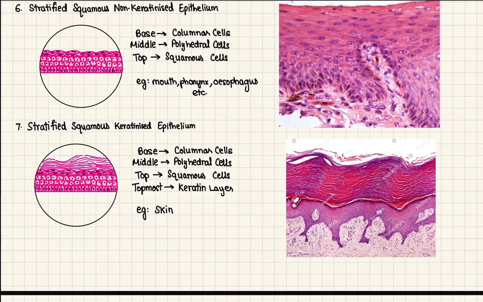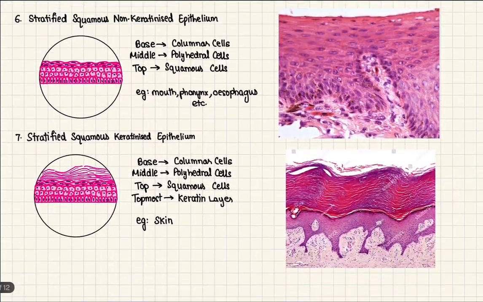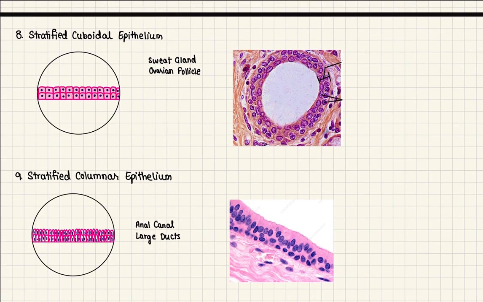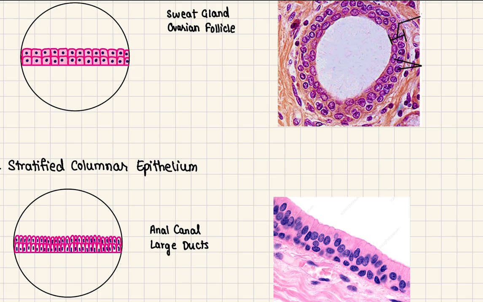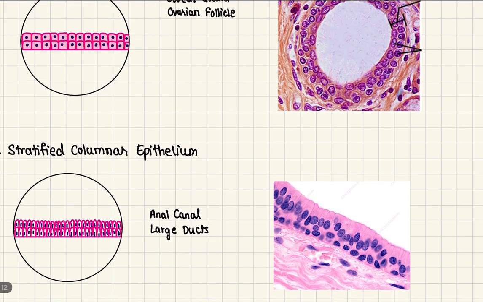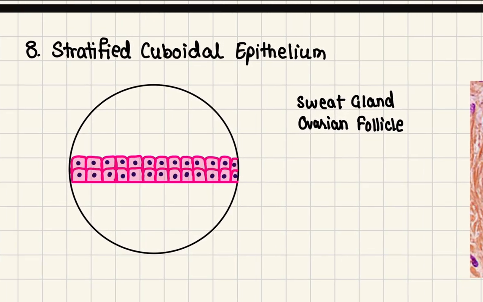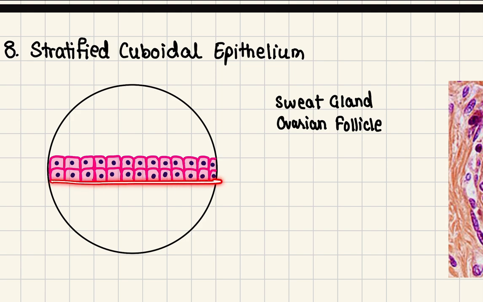So coming to stratified, the next two epithelia are not that important because you barely find them anywhere, but we'll still discuss them. That is the stratified cuboidal epithelium. You will see cuboidal cells in multiple layers. They are found in sweat glands and ovarian follicles, so wherever you have a lot of secretion.